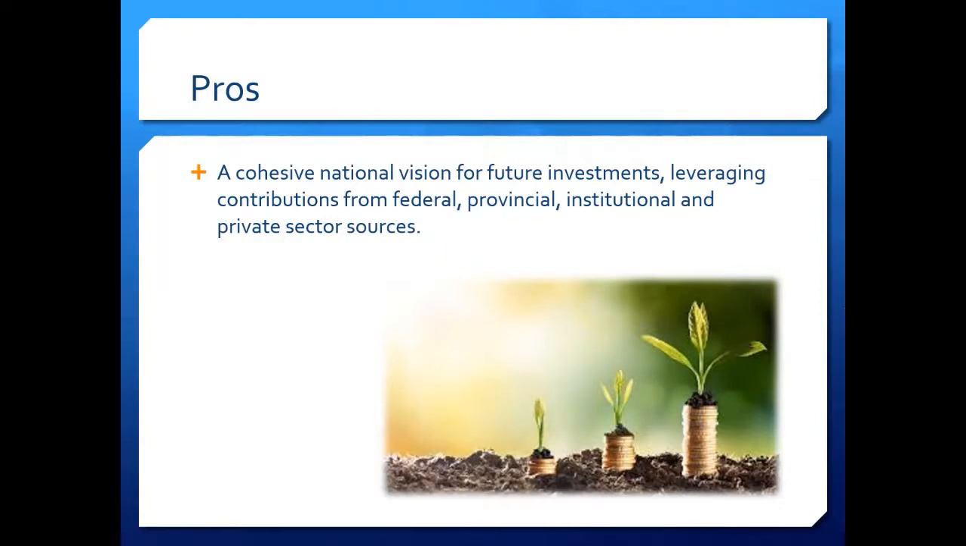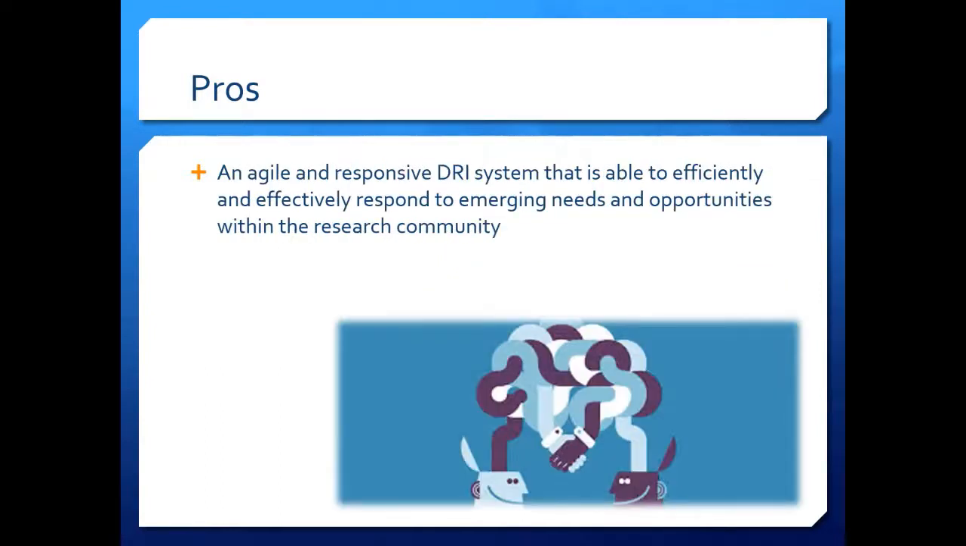And then the final pro I have here is an agile and responsive DRI system that is able to efficiently and effectively respond to emerging needs and opportunities within the research community. So for instance, if we want to think about COVID-19, so this current health crisis that our country is facing, if it were the case right now that somebody wanted to take information that had already been collected and use that information in a research study regarding COVID-19, they might have to go to 10 or 15 different places to get access to that information.